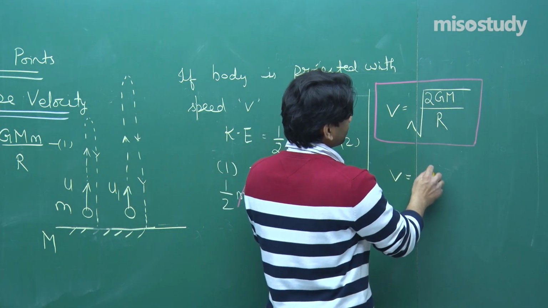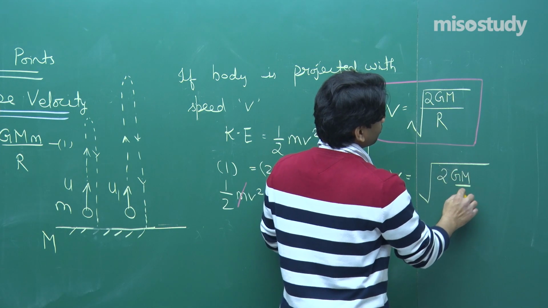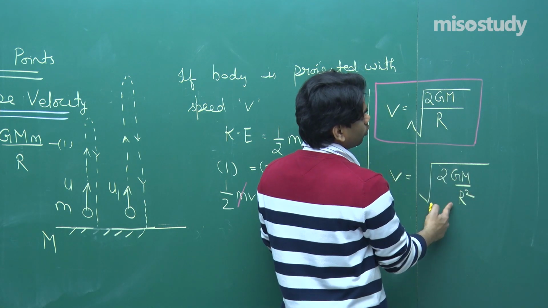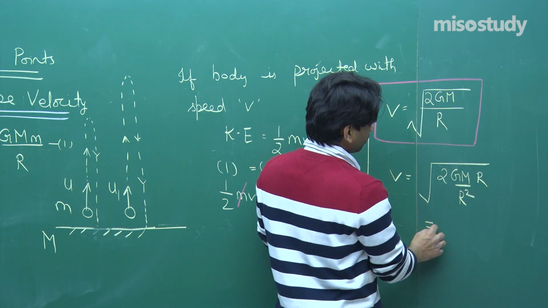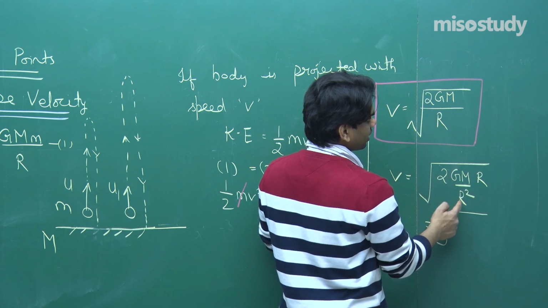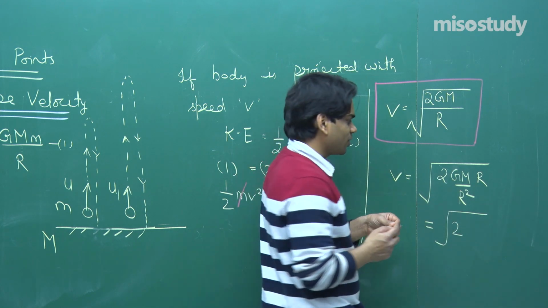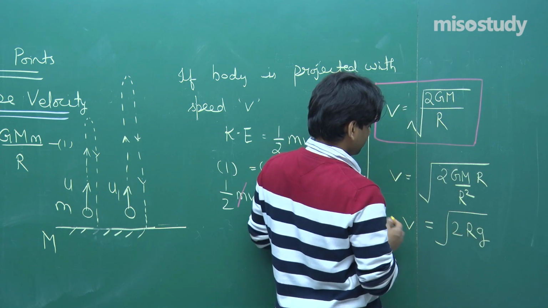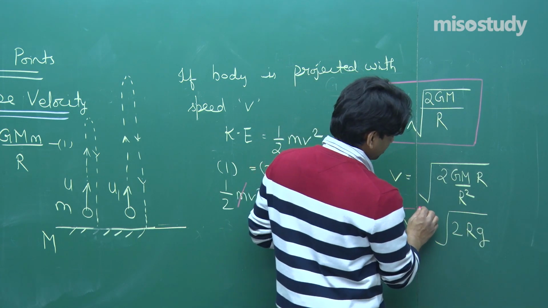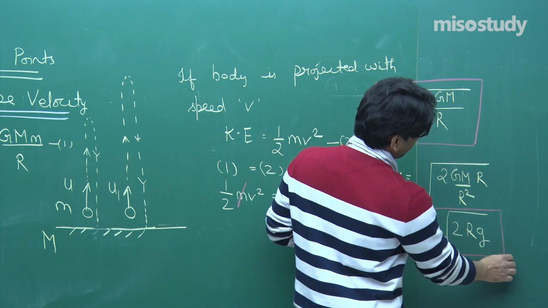v equals, can I write the same thing in this way? Under root 2GM by R square, multiplied by R. I divided by one more R, so I have to multiply by R here. What I obtain is that GM by R square is small g, the acceleration due to gravity on the Earth's surface, and R is here, so under root R g. Under root 2Rg will be the value of the escape velocity.